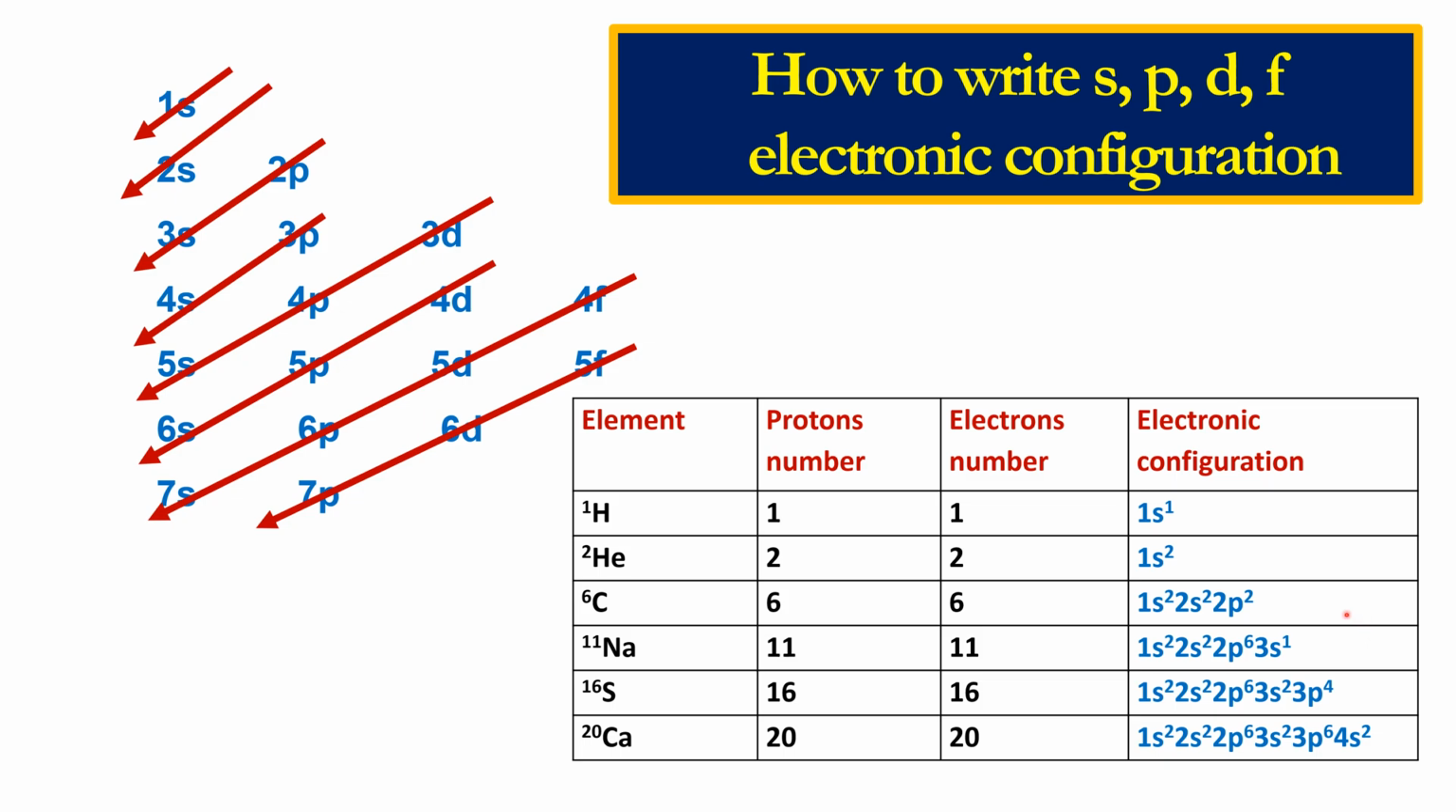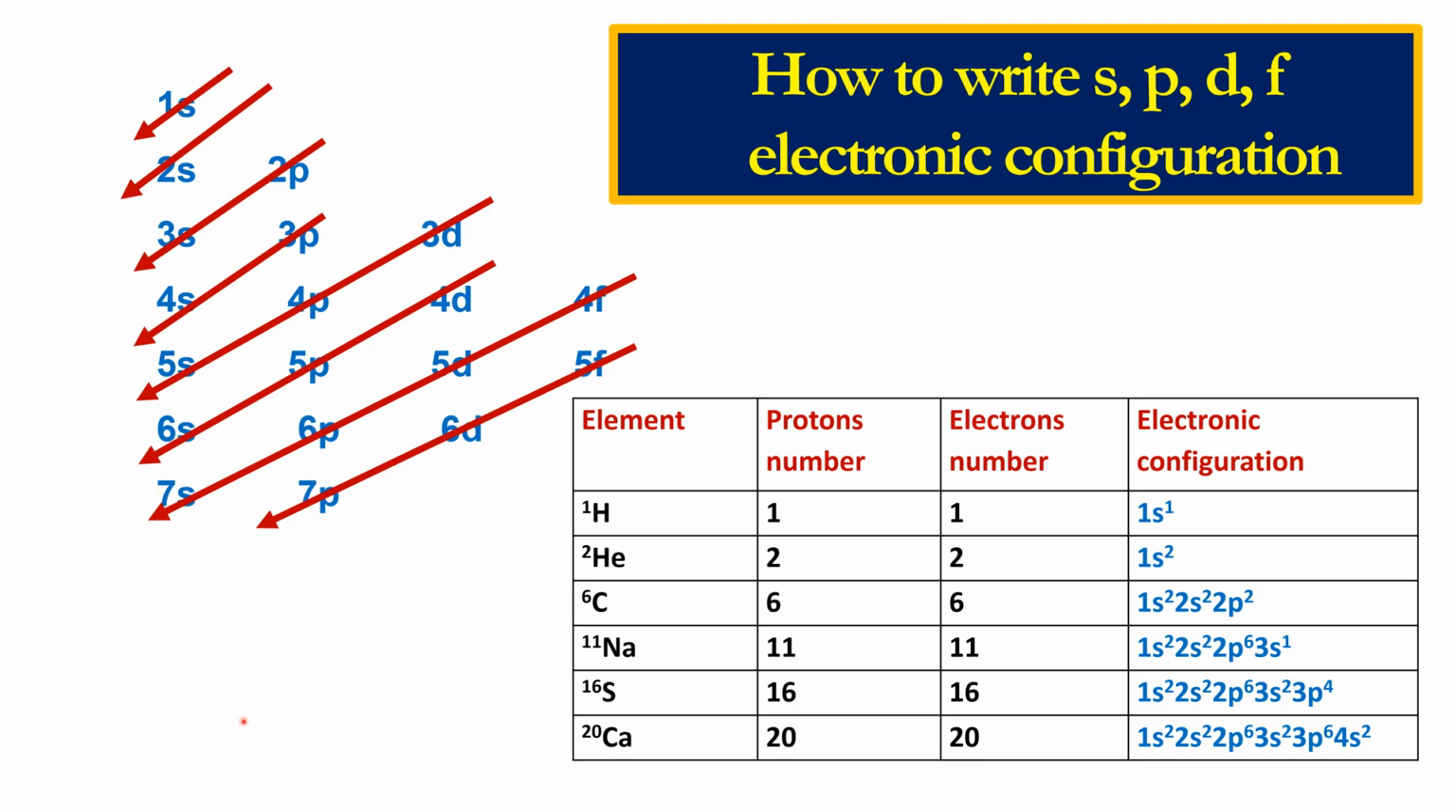Let's look at another example. Calcium has atomic number 20, so it has 20 protons and 20 electrons. And so the electronic configuration is 1s2, 2s2, 2p6, 3s2, 3p6, and 4s2. So we have simply followed the directions of these arrows until we have completed 20 electrons for calcium.